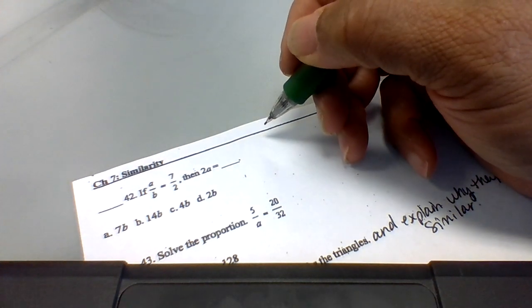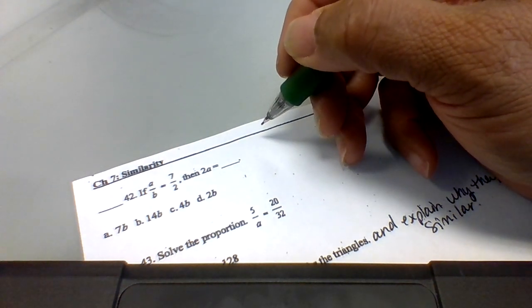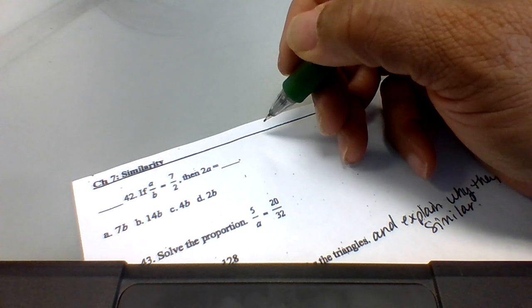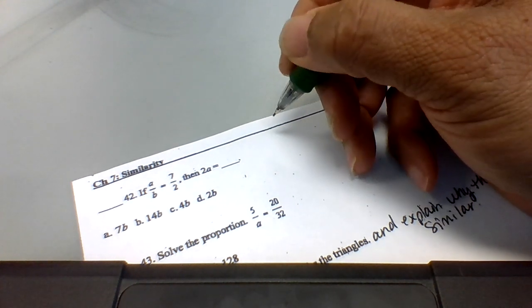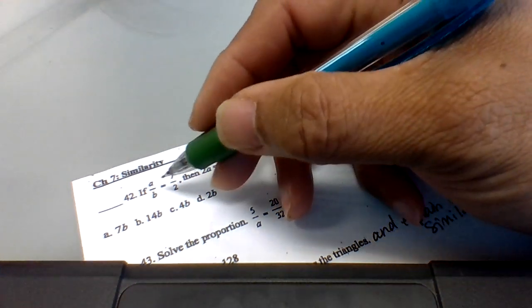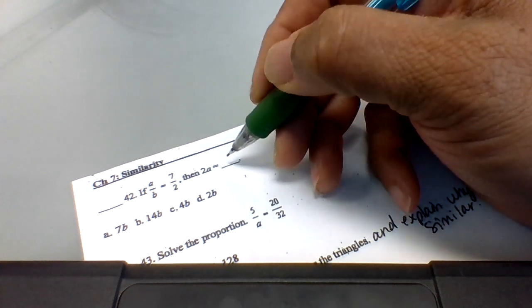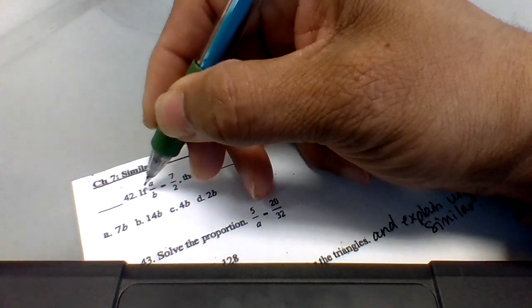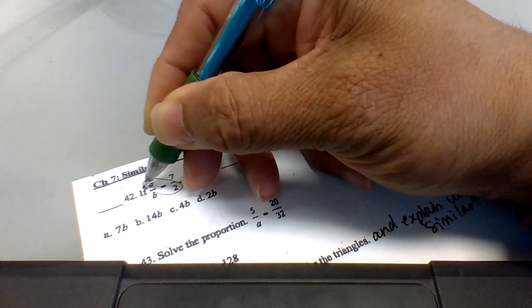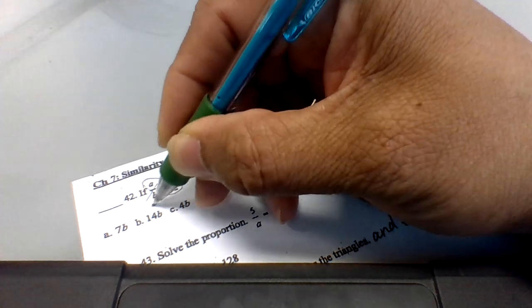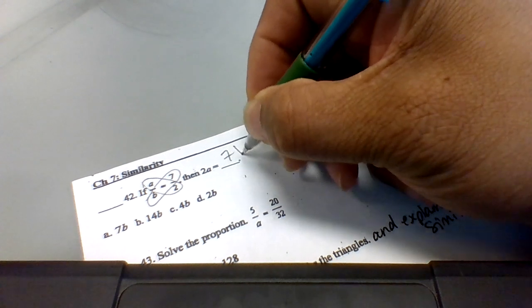This is your exam review, Chapter 7 and Chapter 9. Chapter 7 is on similarities. Question number 42. If A over B is equal to 7 over 2, then 2A is equal to, if you cross multiply here, you get 2A. So then the other part is equal to 7B.